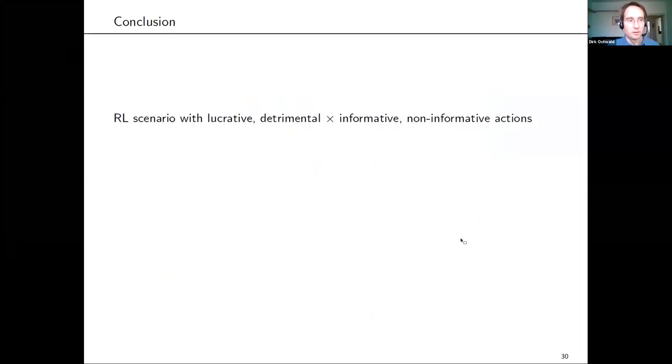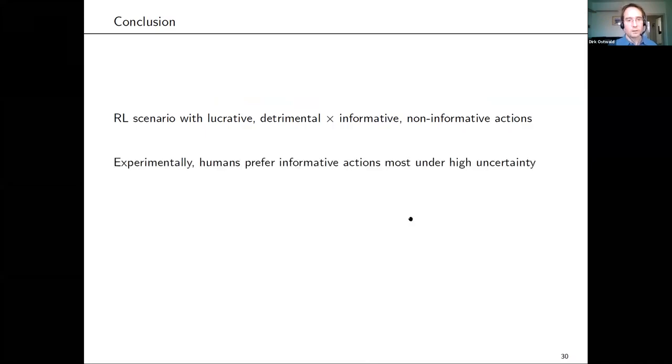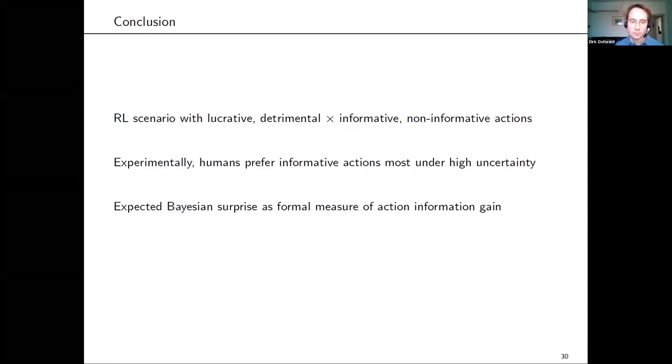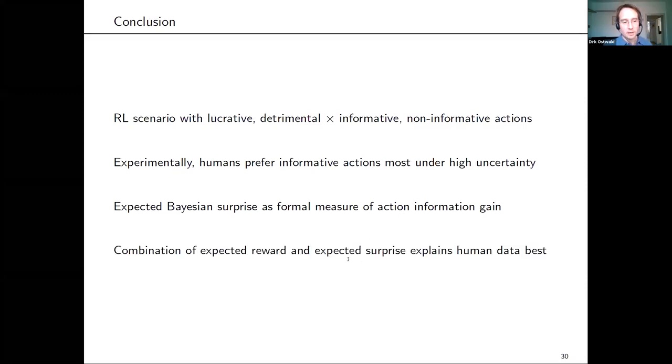That would be almost it. I showed you, as an example for an agent-based behavioral modeling approach, a reinforcement learning scenario where we are interested not only in maximizing reward, but also in taking into account the question of whether people want informative or non-informative actions. And we see that in this task, humans prefer informative actions, and they do so specifically if they're most uncertain, which is quite natural, but it's actually found in the behavioral data. We use expected Bayesian surprise as a formal measure of action information gain, or as a driving force for epistemic behavior here.